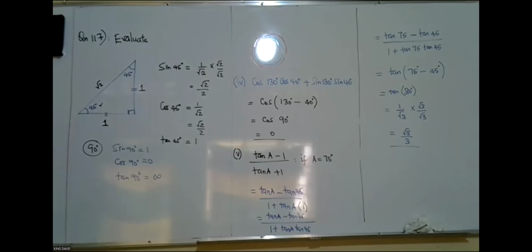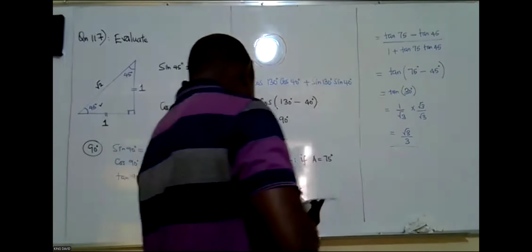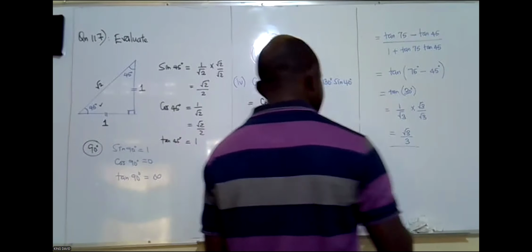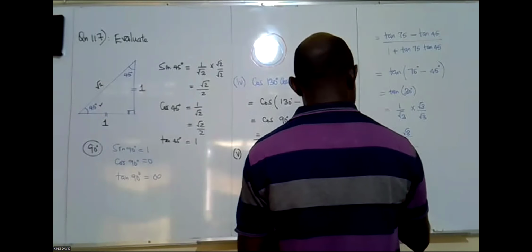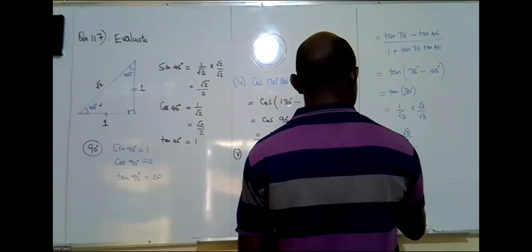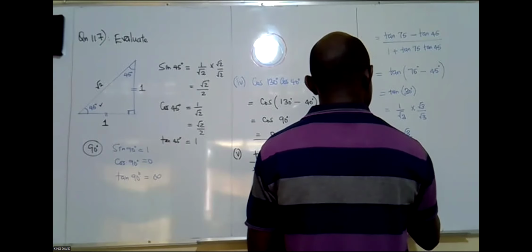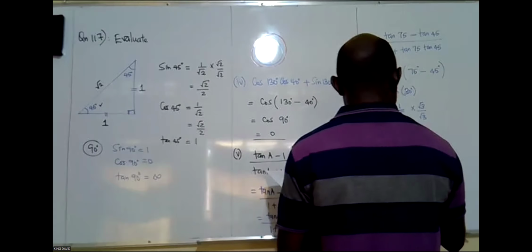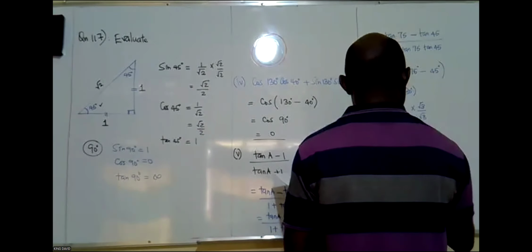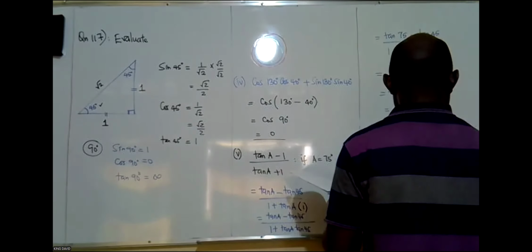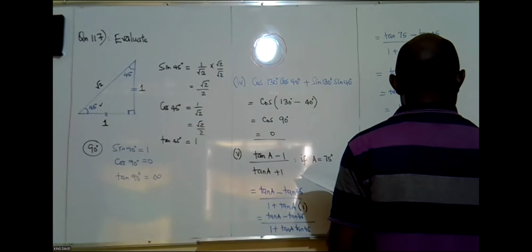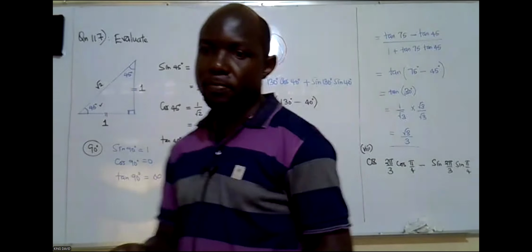And then maybe one last one that has a pi in it. Maybe part 8. Part 8 says cos 2 pi out of 3 cos pi out of 4 minus sine 2 pi out of 3 sine pi out of 4.